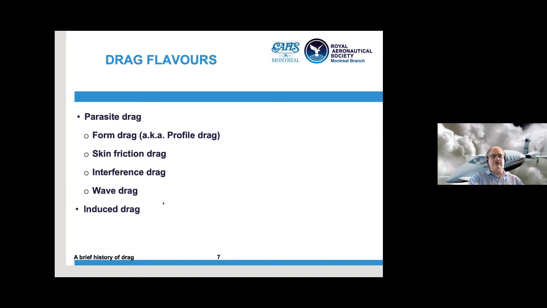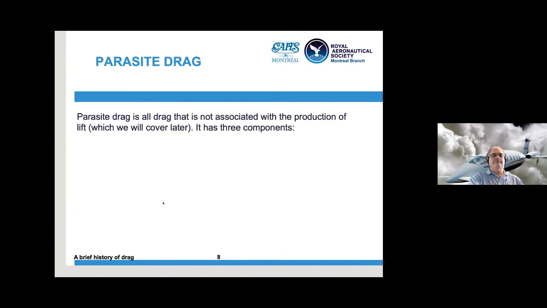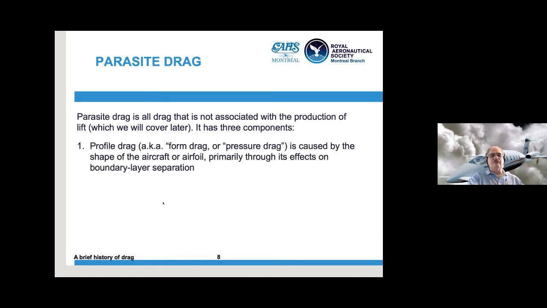Just if the wing is lifting, you have induced drag. So there's our drag story. We're going to look at each of these in turn. So parasite drag is everything except induced drag. As we said, it's profile or pressure drag.